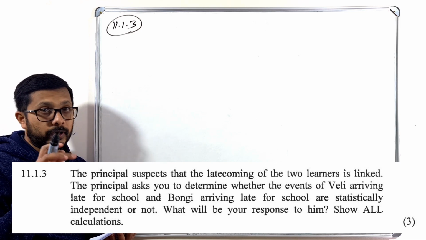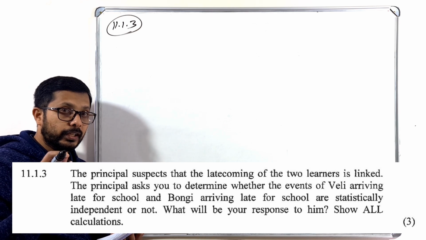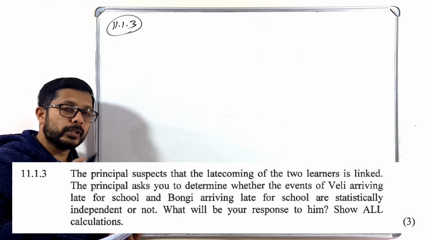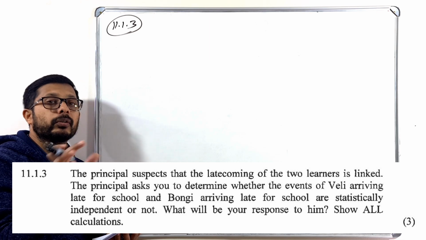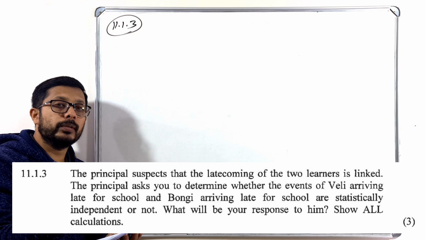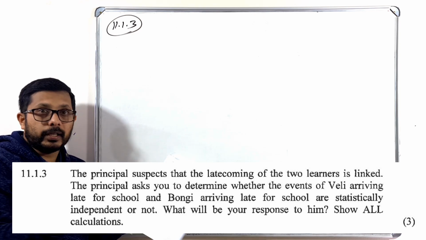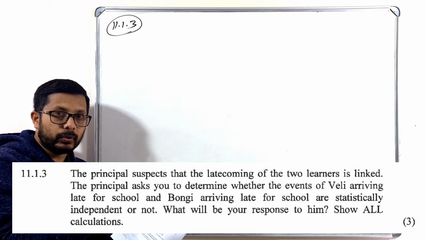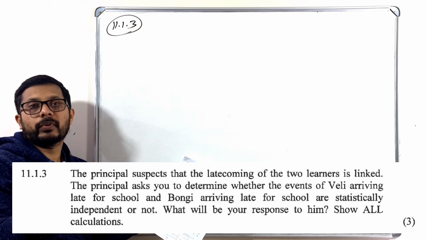So don't forget that you are a maths student. The principal is asking you to find, statistically or using probability, whether there is any connection, or whether Bongani and Whaley being late is independent or dependent. Is there any connection? Connection means dependent, and independent means there is no connection. Both are late because of different reasons.